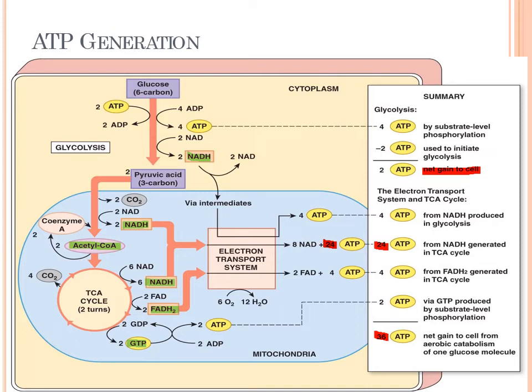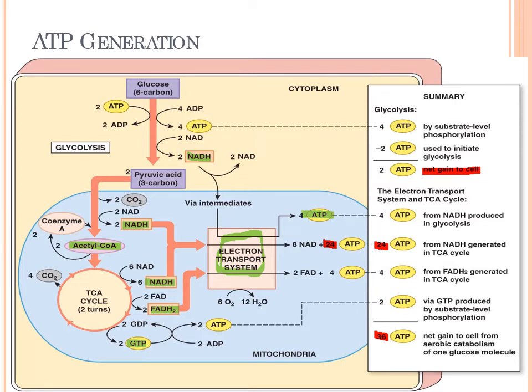Our NADH here is going to connect with our NADH here, and our NADH from glycolysis is going to come down. And so all of those, along with the FADH, are going to enter the electron transport chain. Through the electron transport chain, the 2 NADH on top are going to generate 4 ATP.